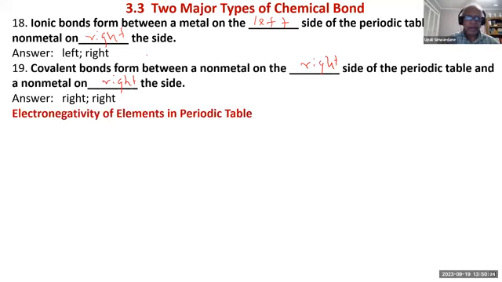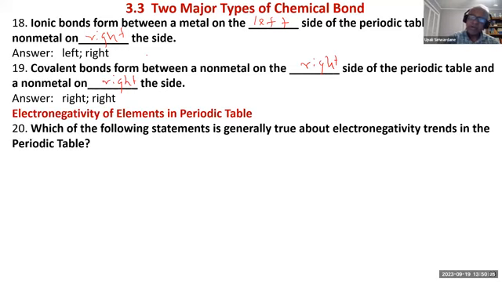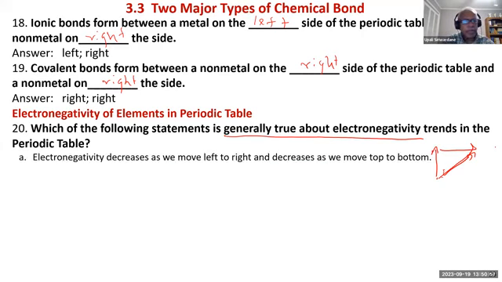Electronegativity of elements in the periodic table. Which of the following statements are generally true about the electronegativity trend in the periodic table? Let's revise. Electronegativity increases this way. Going from bottom to top also increases. Going across a period, from left to right, it increases.